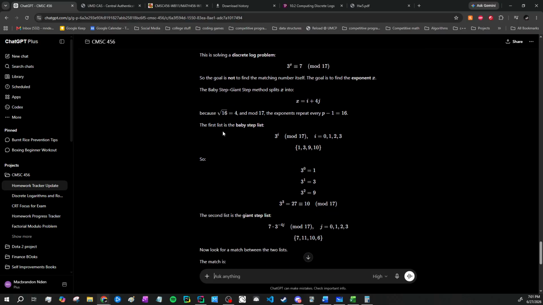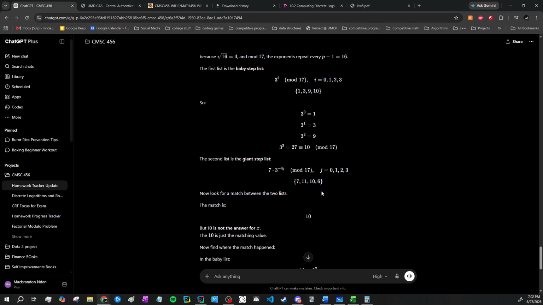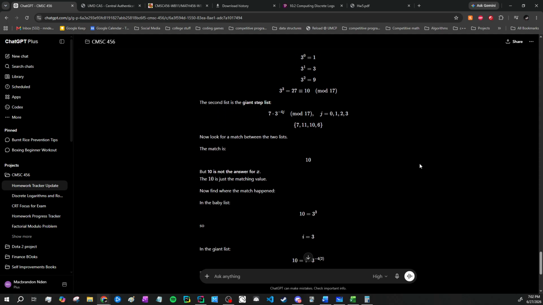Okay, so the first list, the baby step list, is here. But 10 is not the answer for x. The 10 is just the matching value. Now, find where the match happens in the baby list.